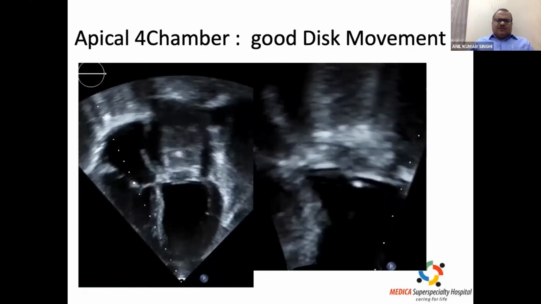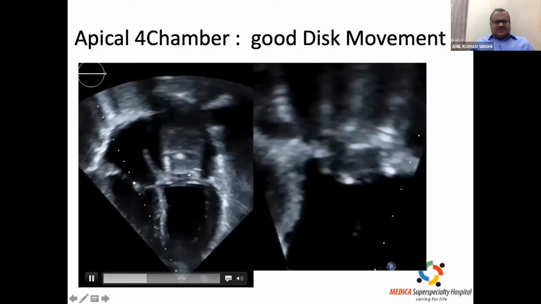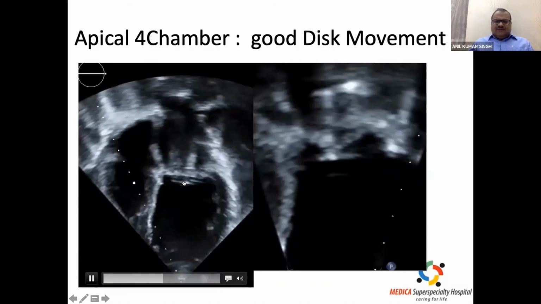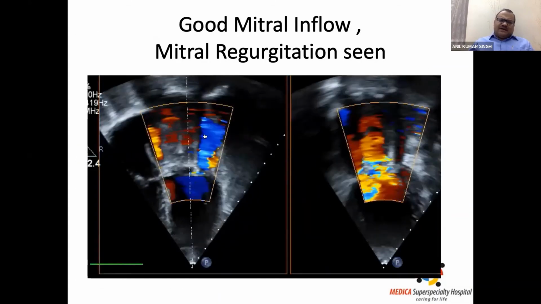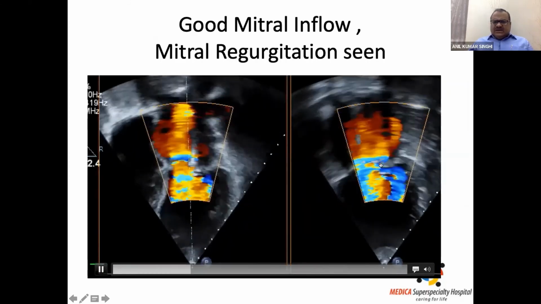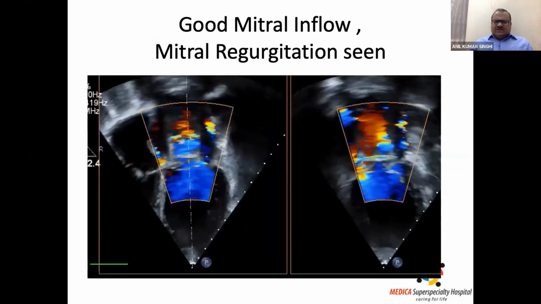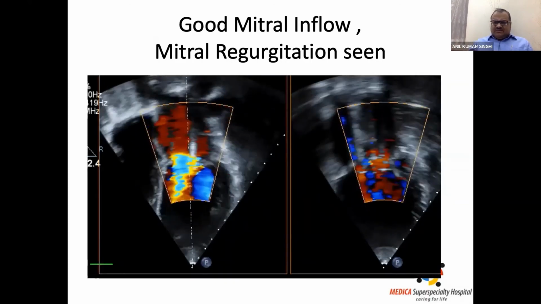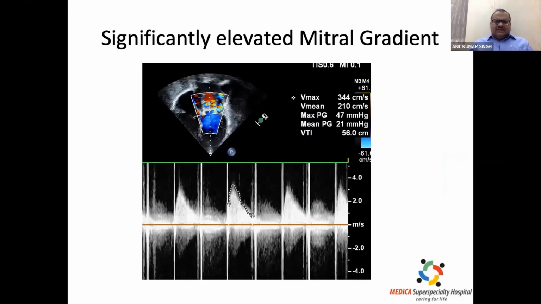In the apical 4-chamber view, we were observing good device movement. The valve was in place. The LA was dilated. There was good mitral inflow, and there was some regurgitation, which was a little eccentric in nature. Mitral regurgitation was there, which we considered was the cause, possibly paravalvular failure. The mean mitral gradient was 21, because of a significant mitral leak.